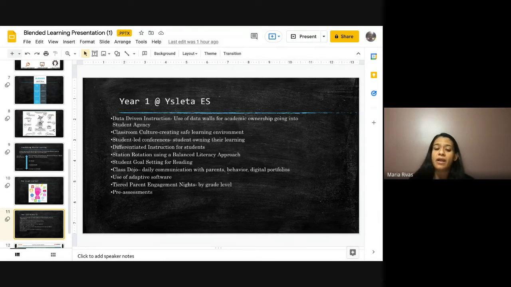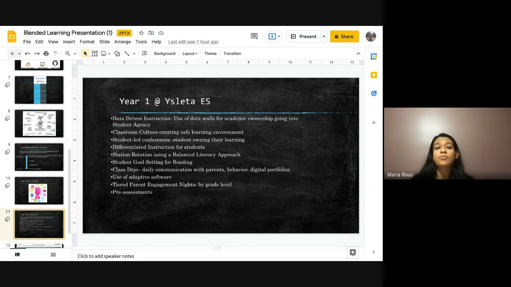We started at our campus doing tiered parent engagement nights. And so we would take student data from iStation, and we would tier our parents based on that. And so our teachers would target certain areas for our tier three students, so that they could show parents how they could support the students at home.